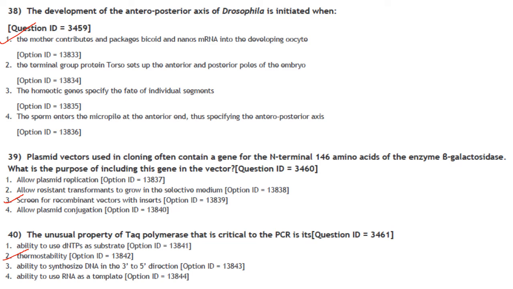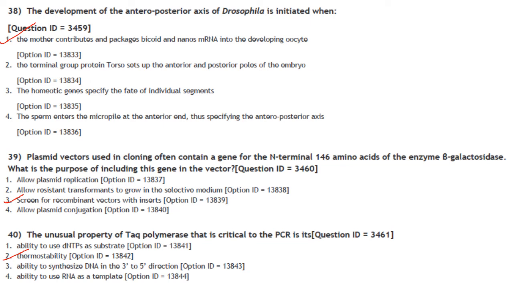Plasmid vectors used in cloning often contain a gene for the N-terminal 146 amino acids of the enzyme beta-galactosidase. What is the purpose of including this gene in the vector? So this is a screen for recombinant vectors with inserts. X-gal IPTG medium, similar to that. What is the purpose of including this gene in the vector? It is used to screen recombinants with inserts.